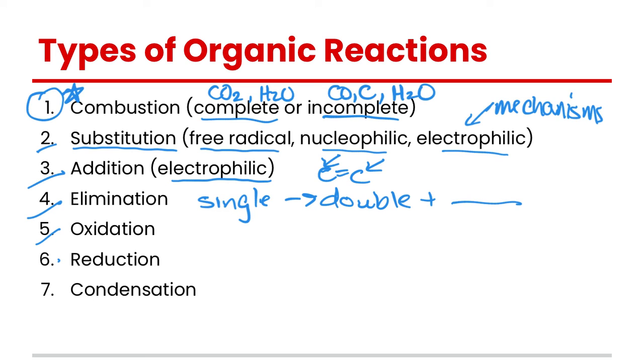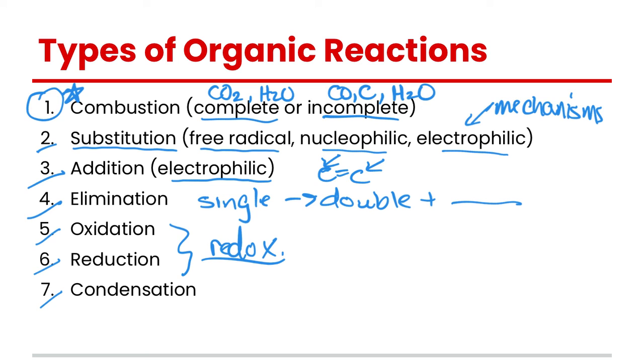The next two go hand in hand: oxidation and reduction. They involve redox reactions, so we won't get into that in too much detail here. We'll see some different examples, but oxidation is obviously going to result in the oxidation of organic compounds, and reduction will result in the reduction of those organic compounds.